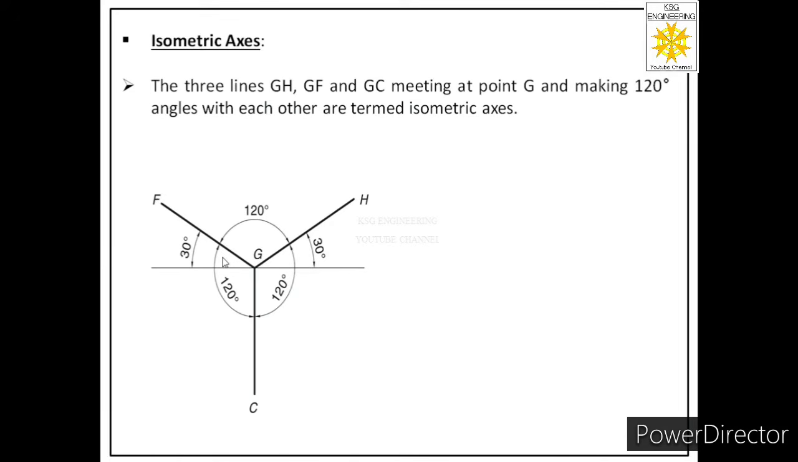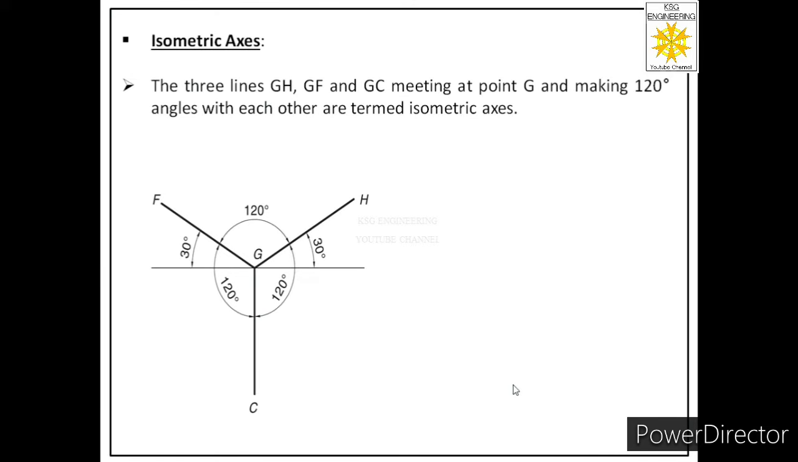Or how we can draw these isometric axes? We will first draw a horizontal line. On that line we will mark a point and we will use a protractor. We will put protractor at that point and we will draw two lines at 30 degrees on both sides. So those two will be called as first two isometric axes. Then from the third point we will draw a vertical line, that will be the third isometric axis. So in this manner we will get angle between any of the two isometric axes as 120 degrees.